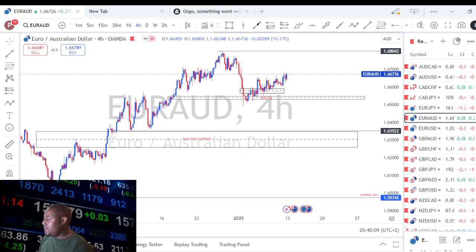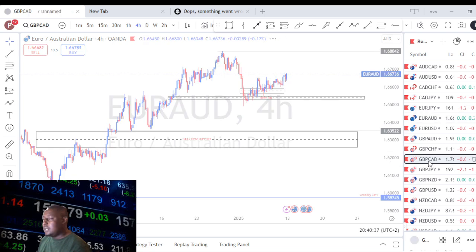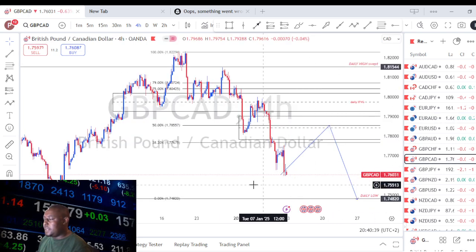GBP CAD, strong bearish. That's interesting. So GBP CAD is giving me a strong bearish signal. Euro CAD as well, obviously. And Euro GBP, it's okay. So Euro AUD, it's a very strong bullish signal. So for me, this is interesting. GBP CAD is giving me a bearish signal.